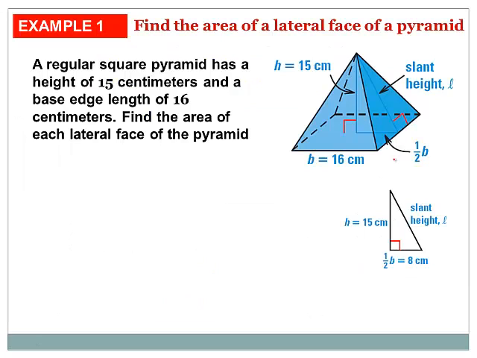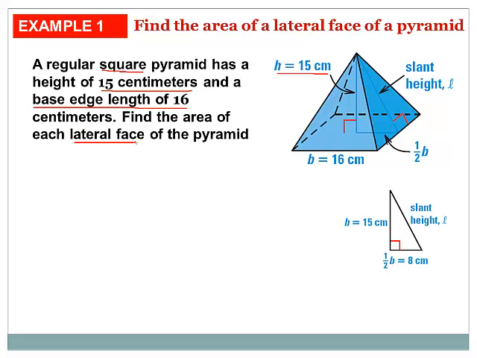Okay, so we have to find the area of a lateral face of a pyramid. I give you certain parts. The height here is 15 centimeters. So a regular square pyramid has a height of 15 centimeters and a base edge of 16. We know it's a square, so automatically all of the lengths of the sides of the base are going to be 16 centimeters. It says find the area of each lateral face of the pyramid.